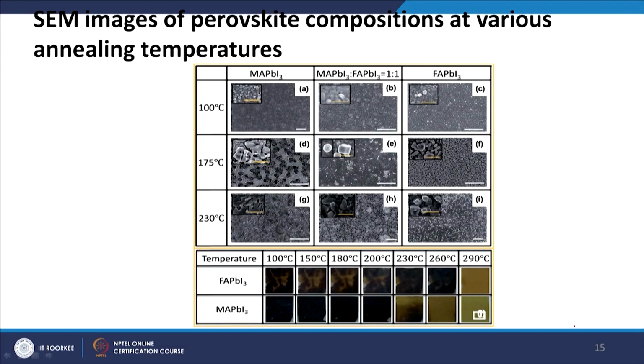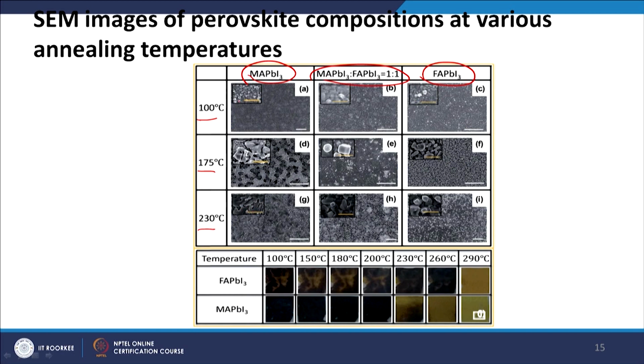Here we are showing three different perovskite compositions, for example, MAPbI3, FAPbI3, and a 1:1 mixture of MAPbI3 and FAPbI3. For MAPbI3 and FAPbI3, one is methylammonium, the other is formamidinium, and in both cases we are using iodine. So, if we change the temperature from 100 degrees to 175 degrees to 230 degrees Celsius, what will happen to the film morphology? You can see that when we go from 100 to 175 degrees, the grains become larger, but at the same time the continuity suffers. Similarly, when we go to 230 degrees Celsius, the film starts degrading.